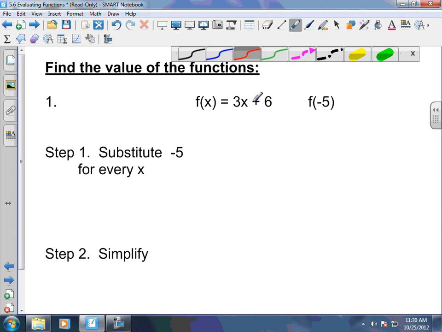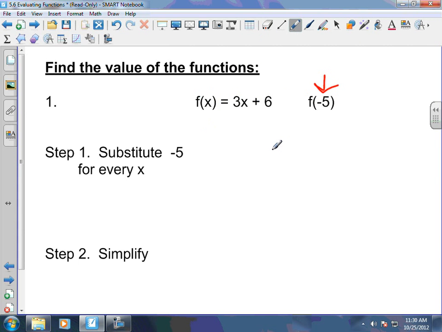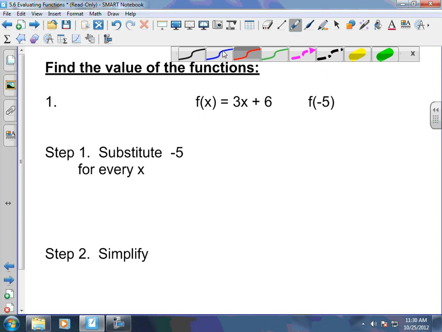This is f of x equals 3x plus 6, f of negative 5. What letter was here? Well, that was your x. So what this means is, this means f of negative 5, this means x equals negative 5. So all I have to do is simply substitute negative 5 for every x. Every x gets a negative 5 when you see this.